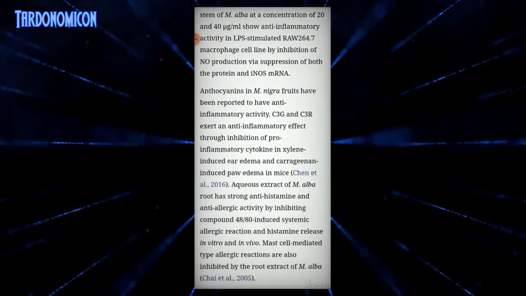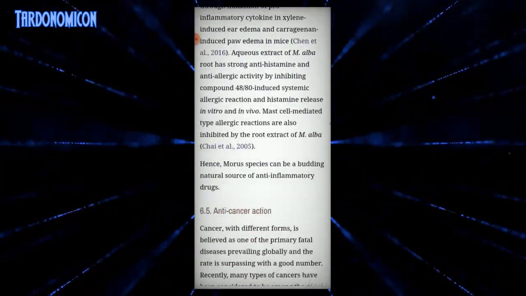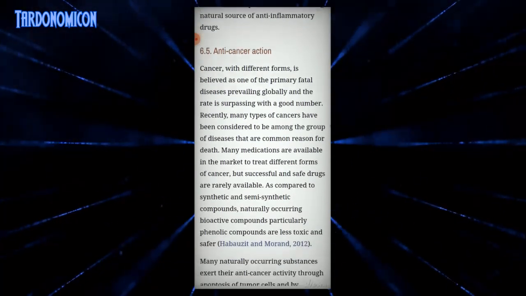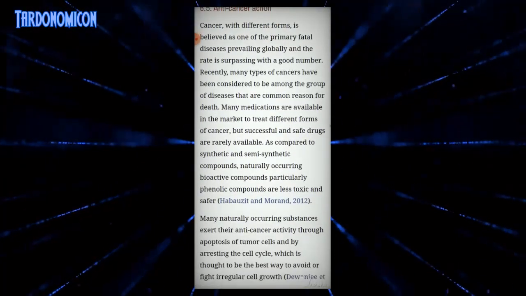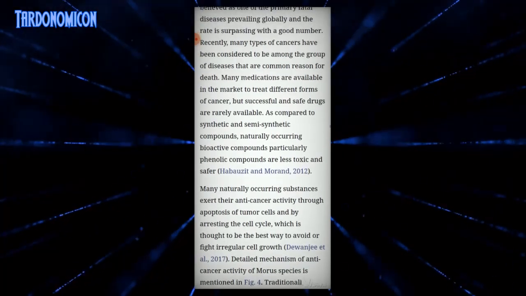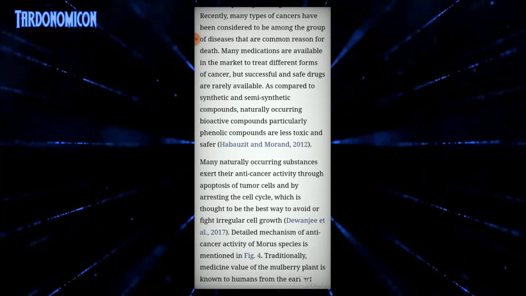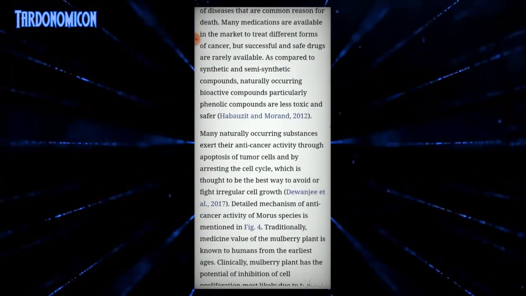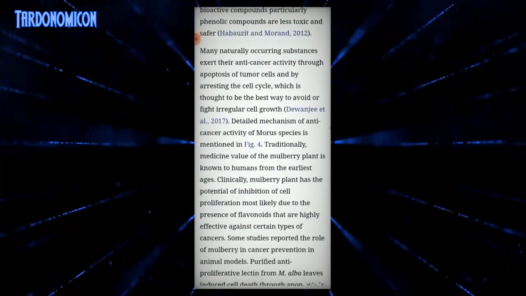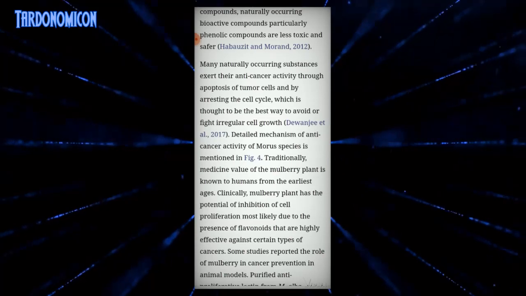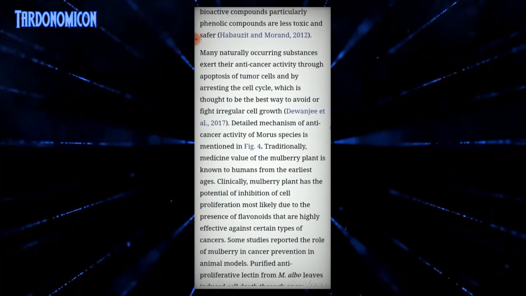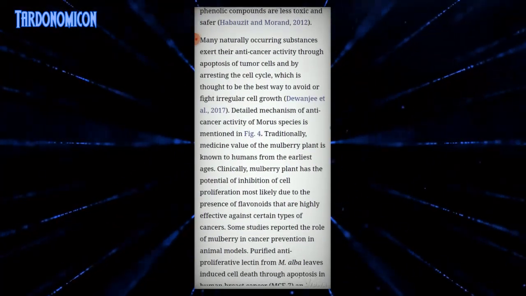Anthocyanins in the fruit have been reported to have anti-inflammatory activity and anti-cancer action, with cancer in different forms. Many medications are available in the market to treat different forms of cancer, but successful and safe drugs are rarely available. Compared to synthetic and semi-synthetic compounds, naturally occurring bioactive compounds, particularly phenolic compounds, are less toxic and safer. Many naturally occurring substances exert anti-cancer activity through apoptosis of tumor cells. Again, that's tumor cell death, and by arresting the cell cycle, which is thought to be the best way to avoid or fight irregular cell growth.